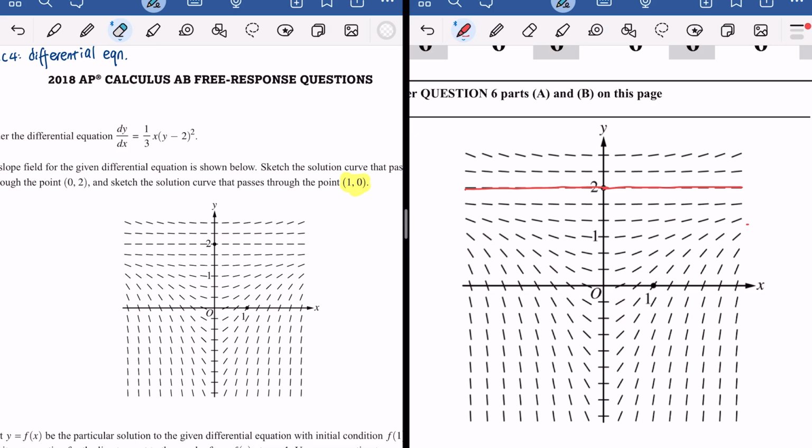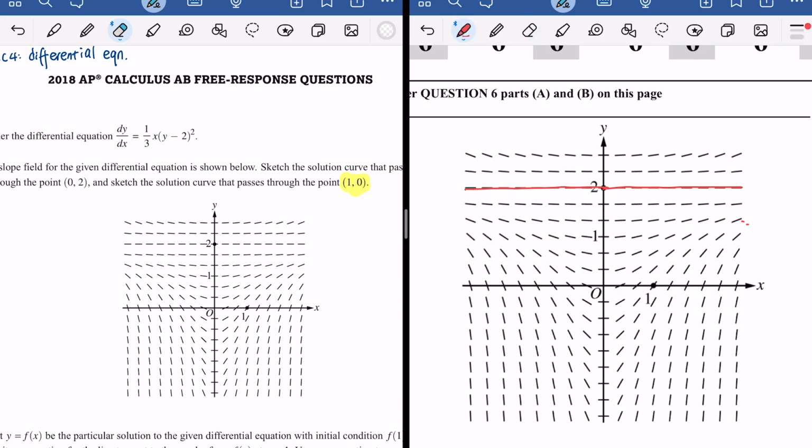The second curve must go through the point (1, 0). If you notice at this point, the graph is increasing and concave down, but that's not enough to draw. We still have to follow the flow of the curve where the slopes are. And then it looks like a bell shape kind of thing. So I'm going to redraw this nicely.